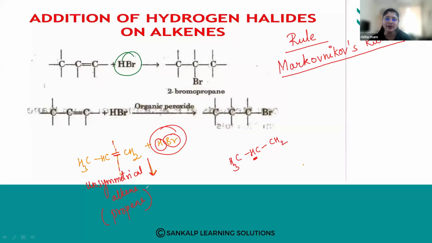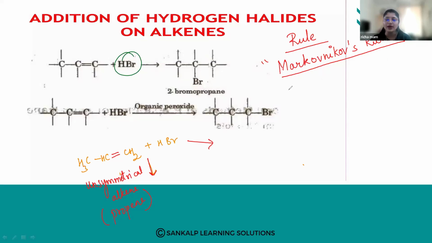So what is this Markovnikov's rule? Whenever you have a symmetrical alkene, there is no problem. But whenever you have an unsymmetrical alkene, the problem will arise. So that time we use Markovnikov's rule. An alkene will add a molecule of hydrogen halide to form alkyl halides, and this addition to an unsymmetrical alkene takes place according to Markovnikov's rule.